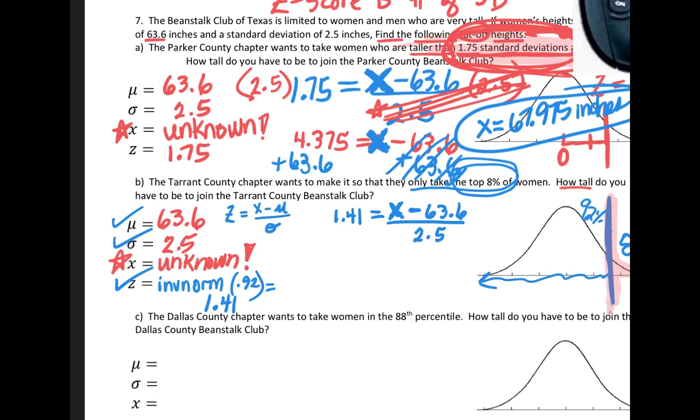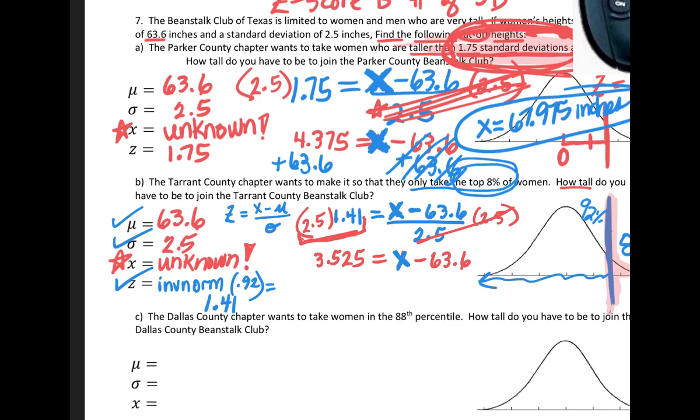So what are we going to do? Get the 2.5 off the bottom. Multiply both sides by 2.5. Okay, and then I'm going to come over here and do that. 2.5 times 1.41 is 3.525. And now I'm going to put what's on the right-hand side, x minus 63.6. Okay, so what is left to solve for x?